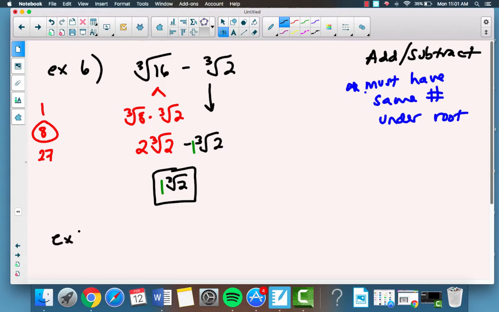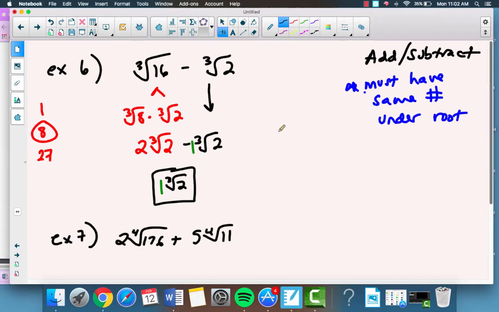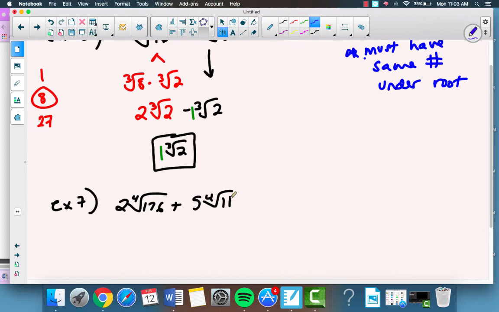All right, so let's try example 7, a similar concept. This example gives us 2 times the 4th root of 176 plus 5 times the 4th root of 11. So just like the last example, notice we don't have the same roots. So the goal is to get down to a matching root. And in this case, we want to try to get down to the 4th root of 11. So can we break down 176 so that it has a 4th root of 11? Well, an easy way to check this is, can you divide 176 by 11? Well, when you do, you get 16.